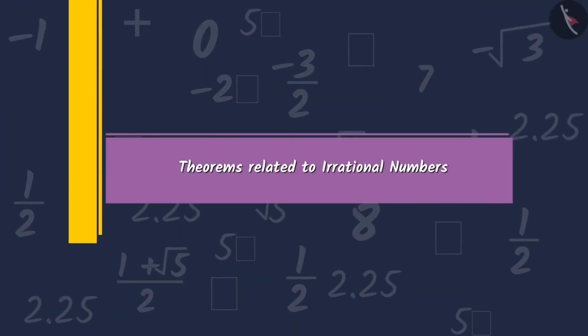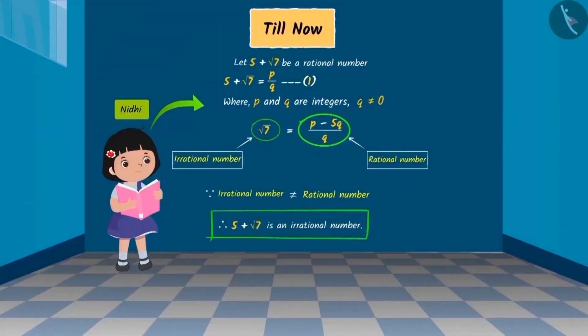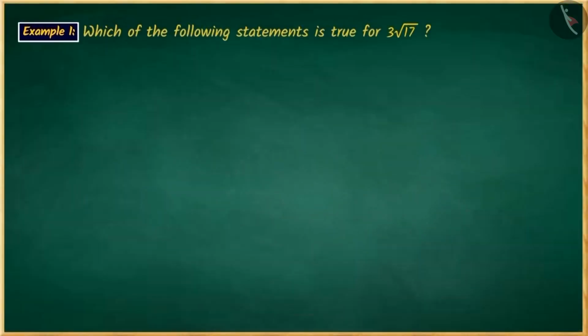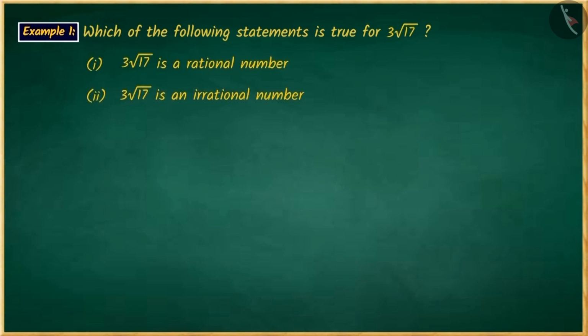Hello everyone and welcome to this video. In the previous video, we saw an interesting example based on theorems related to irrational numbers. In this video, we will see the common mistakes that are made while solving these types of questions. Which of the following statements is true for 3 square root 17? Pause the video to solve the question, and then match your answer.